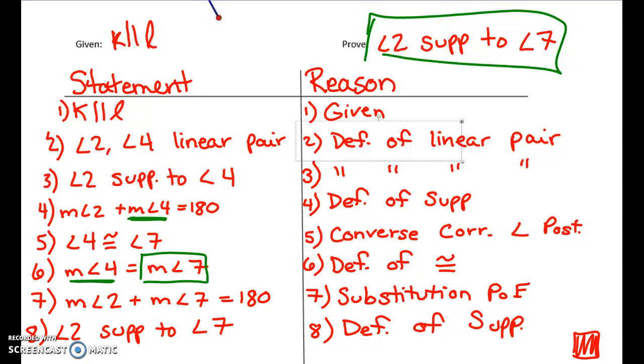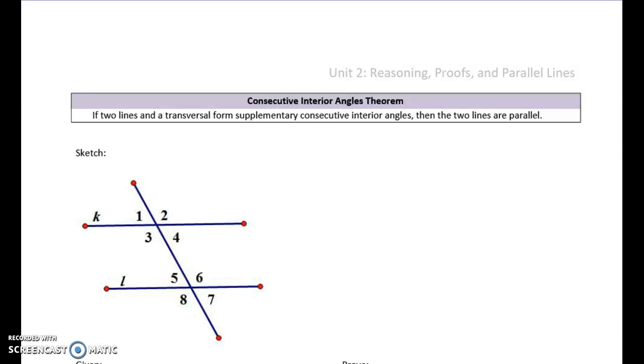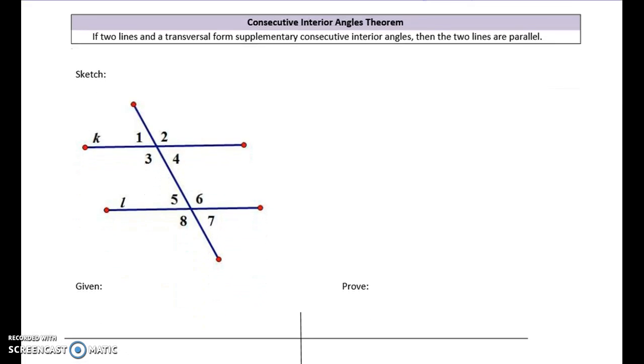Let's look at the next one. Our next proof is going to prove the consecutive interior angles theorem. Well, this is going to be an incredibly similar proof to the one for the consecutive exterior angles theorem, but let's take a look. It says, if two lines and a transversal form supplementary consecutive interior angles, so that's going to be part of my given, then the two lines are parallel.